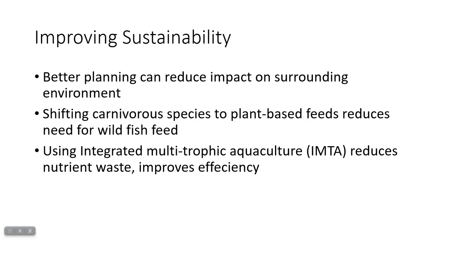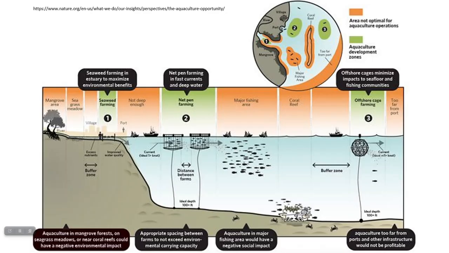So how to improve sustainability of aquaculture? Well, plan better. Make sure that your effluent is getting treated before it's leaving your aquaculture area. Make sure that you're siting these in areas where it won't disrupt endangered or protected ecosystems. Trying to get carnivorous species to eat plant-based feed can reduce the need for wild fish feed. And then there's something else called multitrophic aquaculture, which reduces nutrient waste and improves efficiency. And we'll talk about that on the next slide.